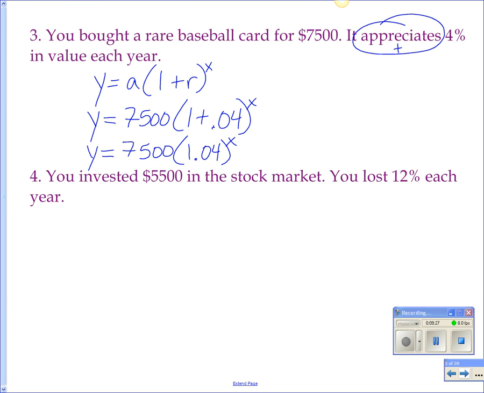Number 4, you invested $5,500 in the stock market. You lost 12% each year. Chad, linear or exponential? Why? Jesse, is it going to be 1 plus R or 1 minus R? Jesse, why is it minus? Andrea, what goes in for A? 1 minus. Daniel, how do you do 12%?